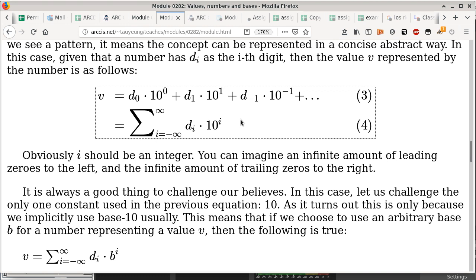Okay, so we'll look at this particular equation here. V is just the value. So V is representing the value that we are concerned about. The number is representing that value. The number has digits, right? All the numbers that we know have digits. So D0, D1, D negative 1, D2, D3, those are all digits. D0 is the digit that is representing how many ones we have. And then D1, in this case, because we're dealing with base 10, is the digit that tells us how many tens we have. D2 would be the digit to tell us how many hundreds we have, and so on.